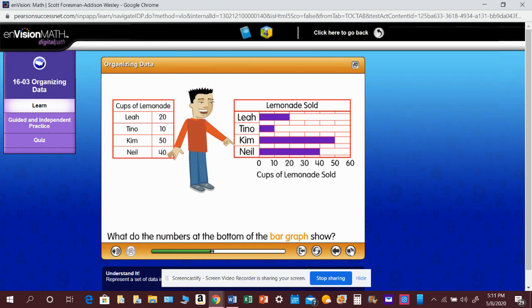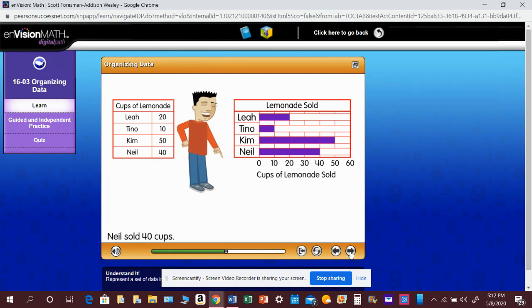What do the numbers at the bottom of the bar graph show? Again, this stands for each cup of lemonade sold. These numbers show the number of cups sold. Looking at the bar graph, how many cups did Neil sell? Okay, again, if we find Neil's name and we go over to his bar, 40 cups. Neil sold 40 cups. Now, looking at the table, do the numbers match up? Yes, they do. Yes, the numbers do match up.